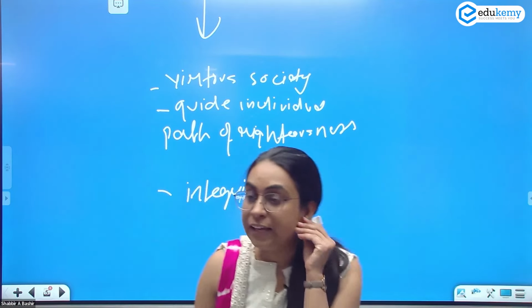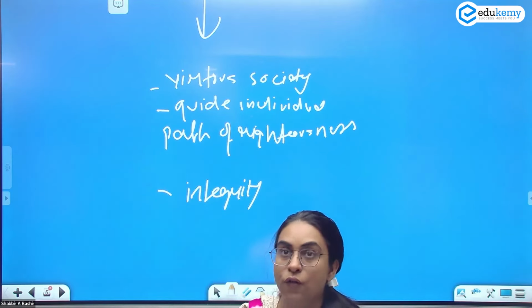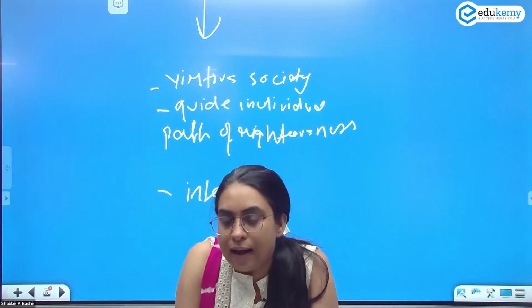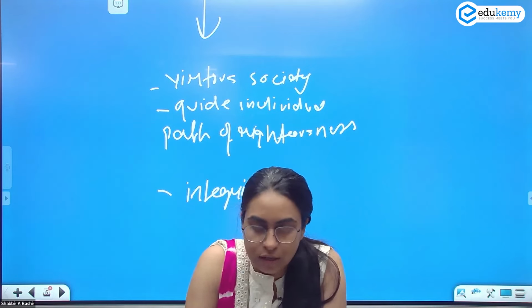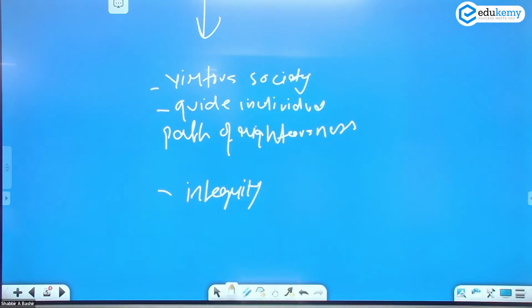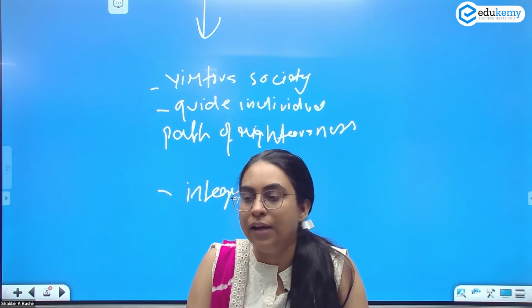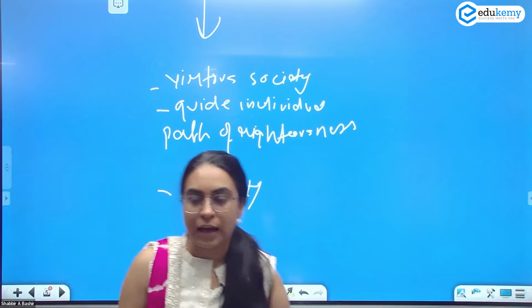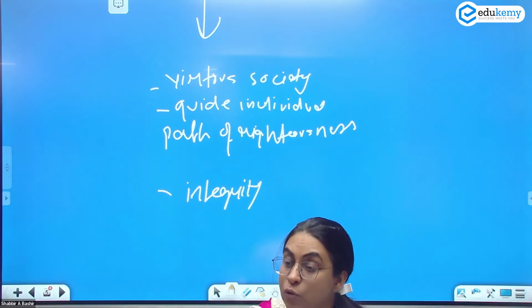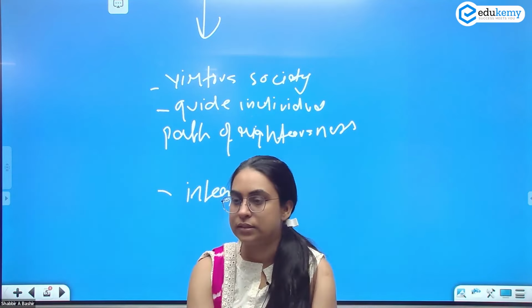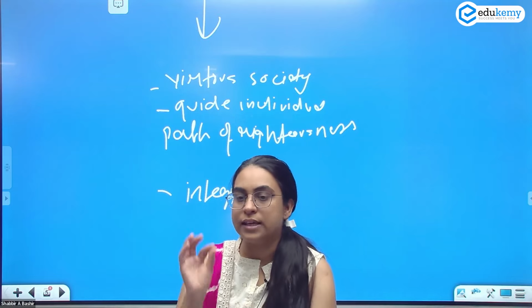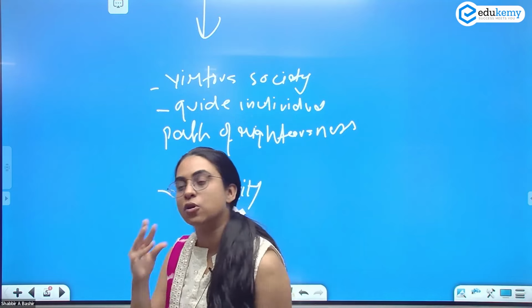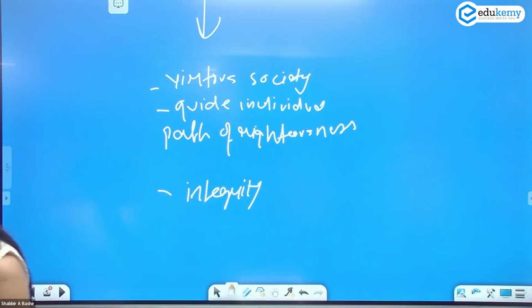So write: ethics aims at creation of a virtuous society and aims to guide an individual towards the path of righteousness and integrity, as actions of an individual have an impact on the overall society. So what is ethics trying to do? What is the essence of ethics? Why are we studying this paper? Why should I even be bothered about it?